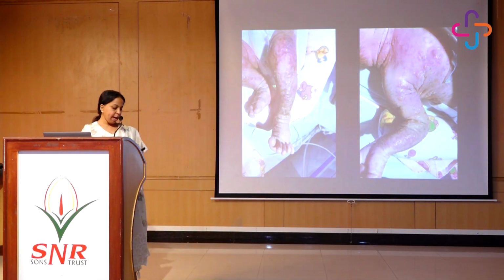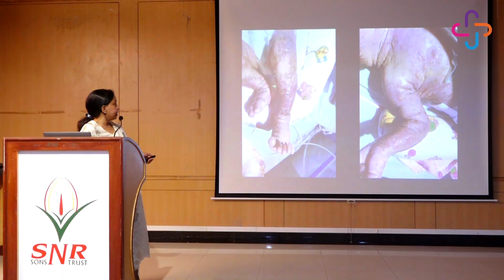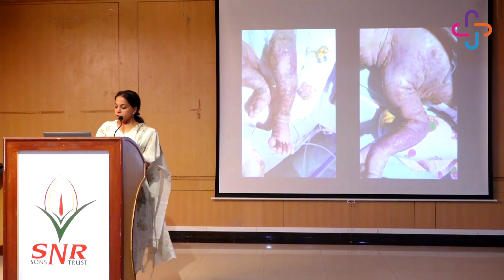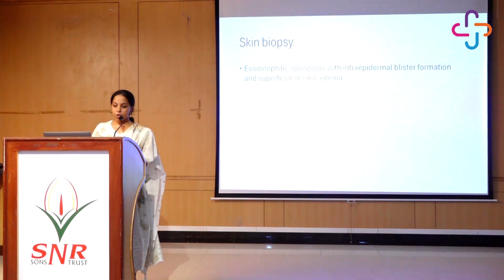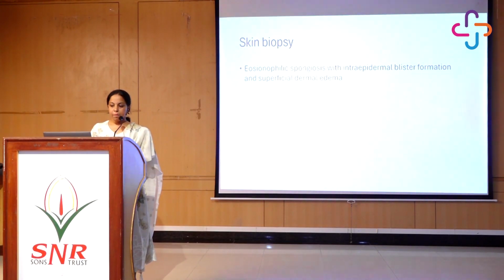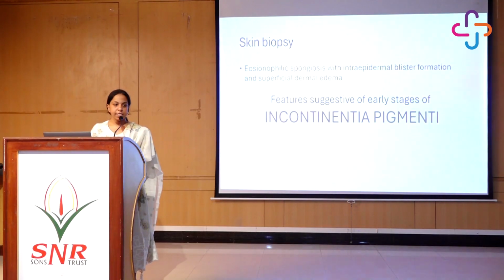This is on day 20 of life when we are seeing these hyperpigmented keratotic plaques, linear pattern, and severe eczema, different stages of lesions. We see plaques, then we see these hyperkeratotic plaques. So with this clinical progression, we went ahead with the skin biopsy, which also showed eosinophilic spongiosis with intraepidermal blister formation, which is very classical of the genetic condition named incontinentia pigmenti.